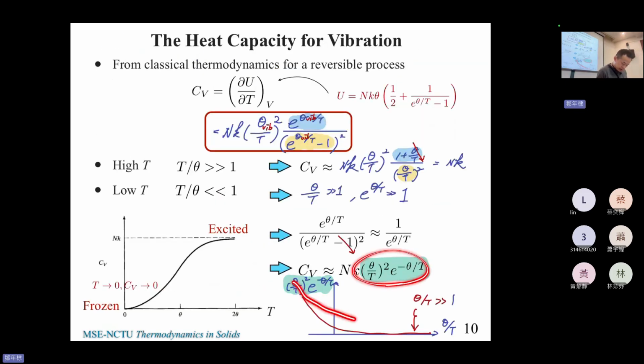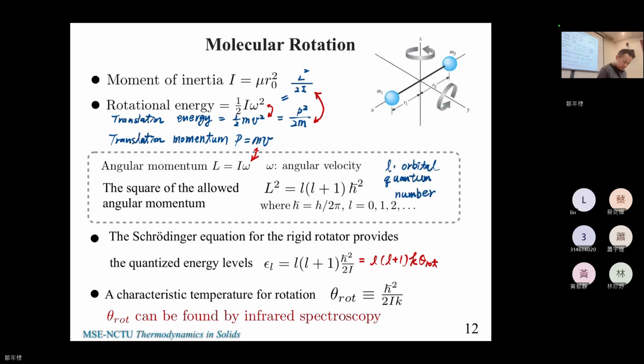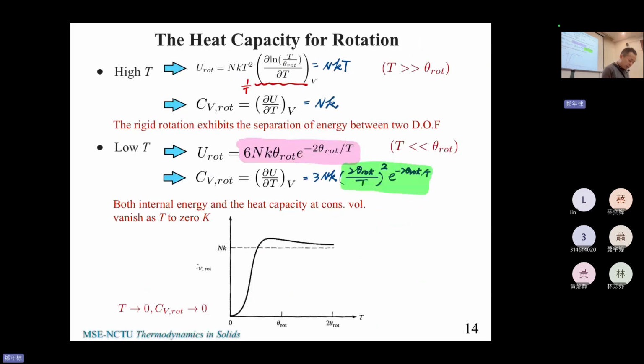This one with a shape like this, and your theta over T is much, much greater than 1, right? So it will go to 0. T going to 0, your CV rot going to 0 as well. So you see page 10, you can get a similar green highlight behavior.